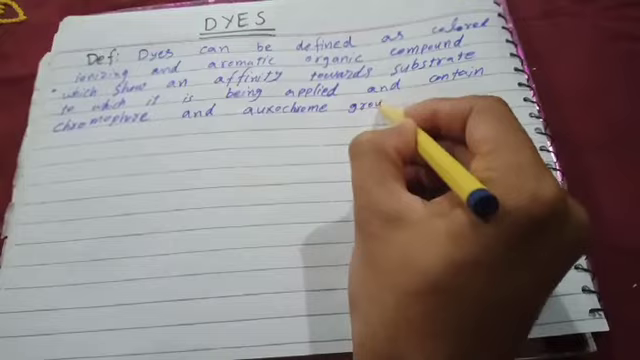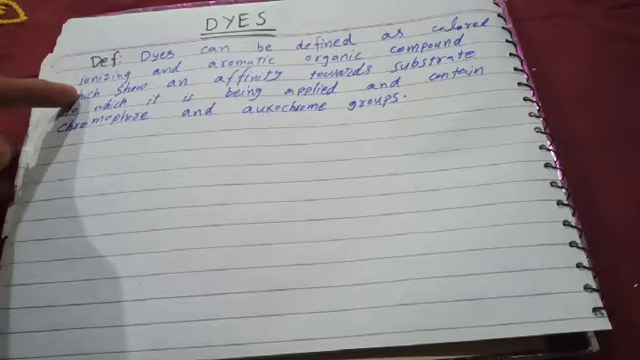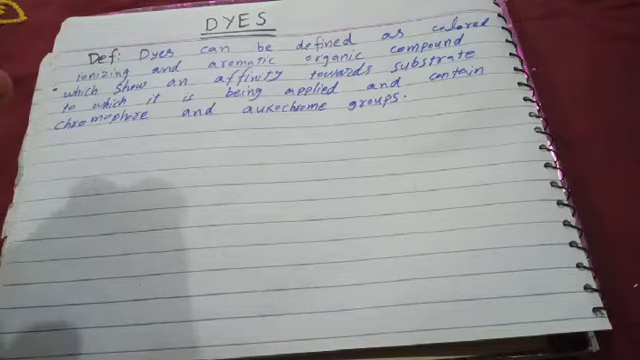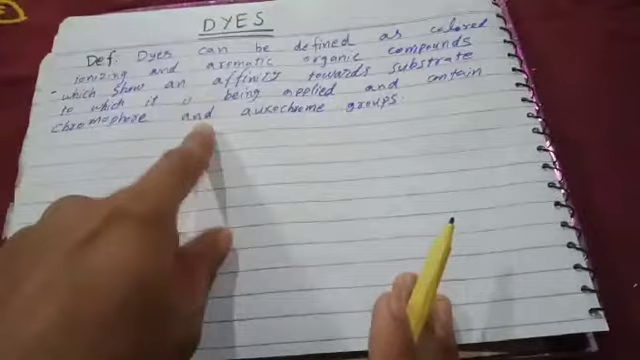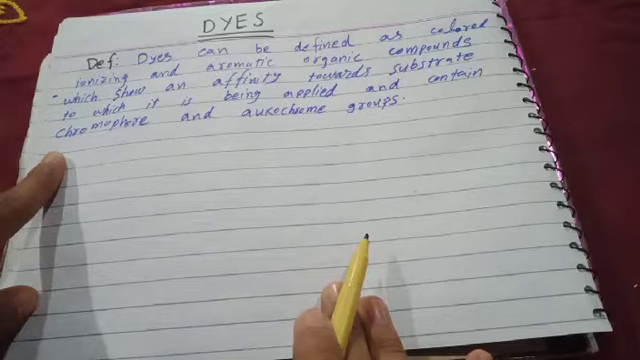So this is the definition related to dyes. Dyes can be defined as colored ionizing and aromatic organic compounds which show an affinity towards the substrate to which it is being applied and contain chromophore and exochrome groups. Okay, what is chromophore?